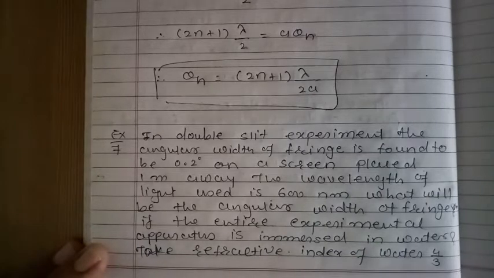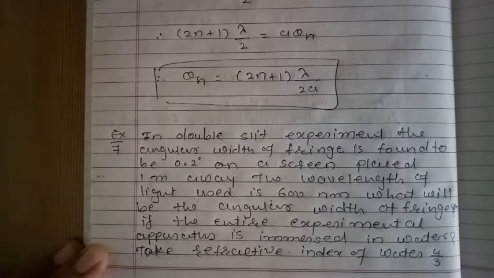Now here we know the value of angular width. The value of angular width theta is equals to 0.2 degree, right? We know the value of wavelength, 600 nanometer, and we have to find out the value of angular width if the entire experimental apparatus is immersed in water.